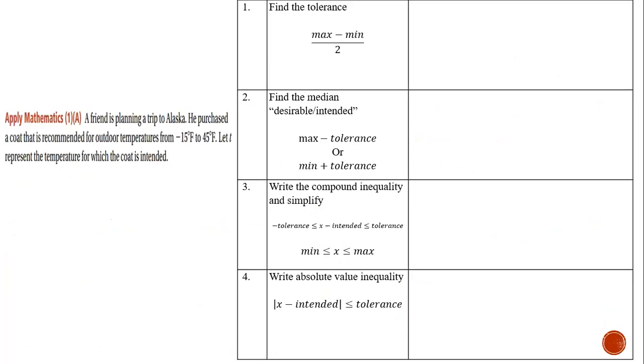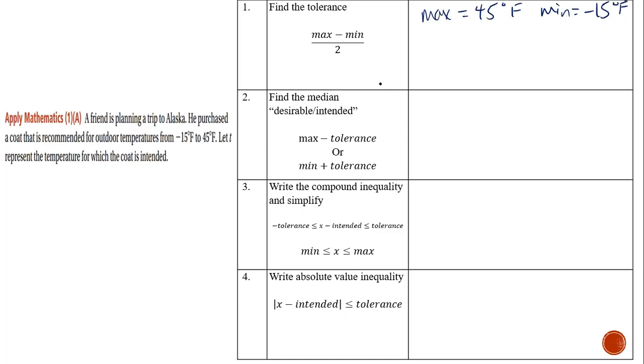So let's read the problem. A friend is planning a trip to Alaska. He purchased a coat that is recommended for outdoor temperatures from -15 degrees Fahrenheit to 45 degrees Fahrenheit. Let T represent the temperature for which the coat is intended. We have our max and our min, and we're going to find our intendant and our tolerance. We talked about the tolerance being your max minus your min, divided by 2. So for this problem, my max equals 45 degrees Fahrenheit, and my min equals -15 degrees Fahrenheit.